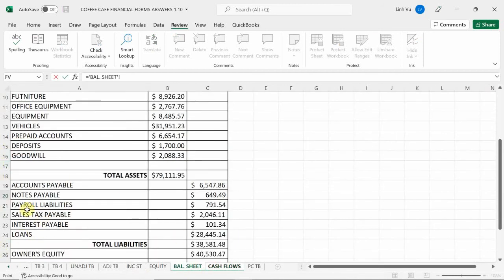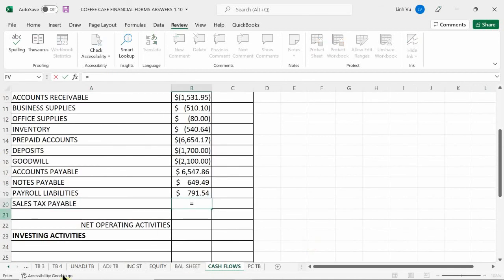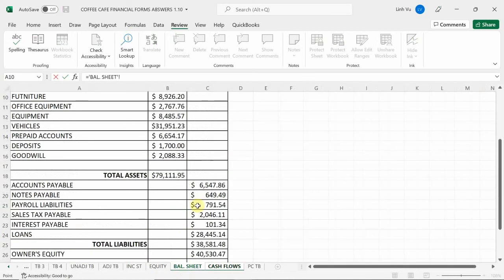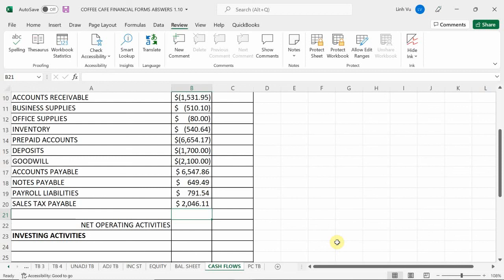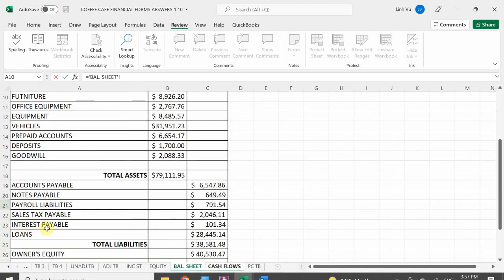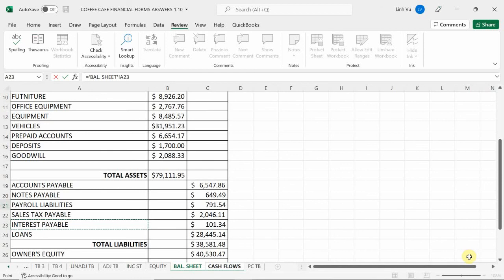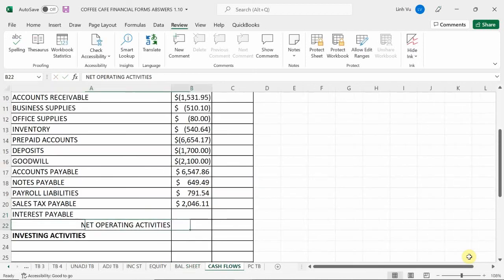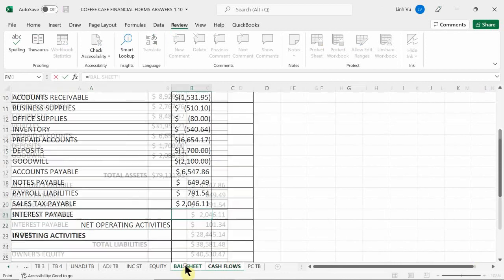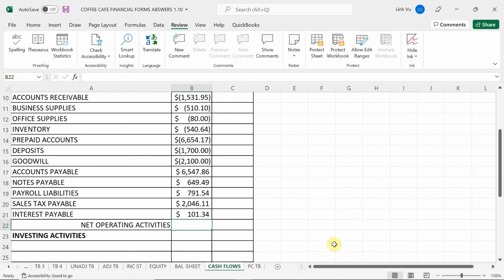Let's see. Sales tax payable. Same thing, right? We still owe the state and local agencies $2,046. So in this case, I never paid for it, so therefore I still have it left in my bank account. Okay? And the last thing I have here is interest payable, okay, because loans is a long-term liability, so that doesn't count. So short-term, or in this case current, is going to be interest payable, which I owe $101.34, which I haven't paid for. So therefore, I still have the money.